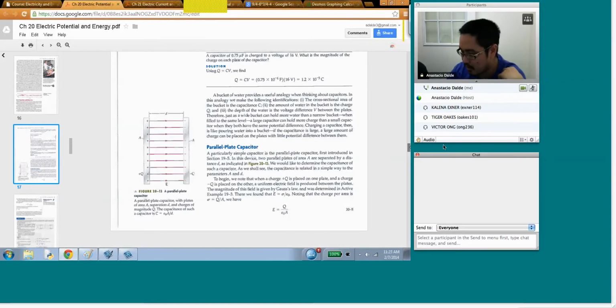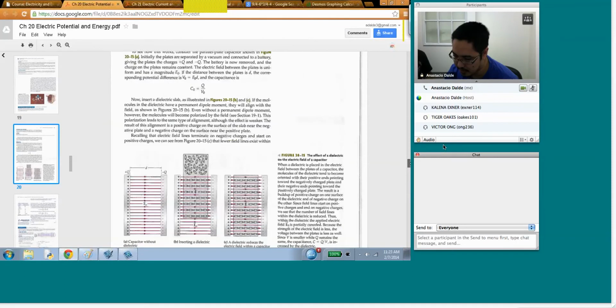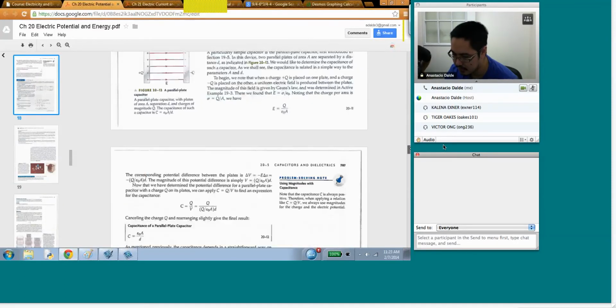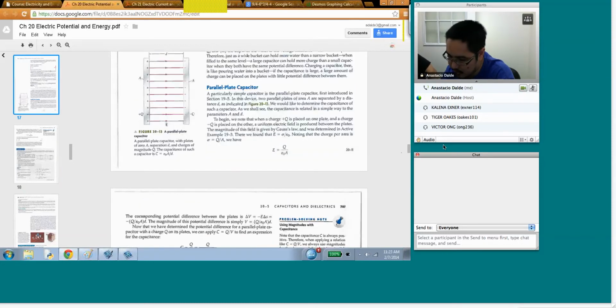Let's talk about a parallel plate capacitor, because there's different kinds of capacitors. I like talking about parallel plate capacitors because they're pretty straightforward. Let's read a little bit, because I forgot what I was going to talk about. I apologize, I usually am a little bit better prepared. In particular, a simple capacitor, parallel plate. To begin with positive and negative charge, we found that the electric field is equal to sigma over E naught, noting the charge per area is sigma equals Q over A.